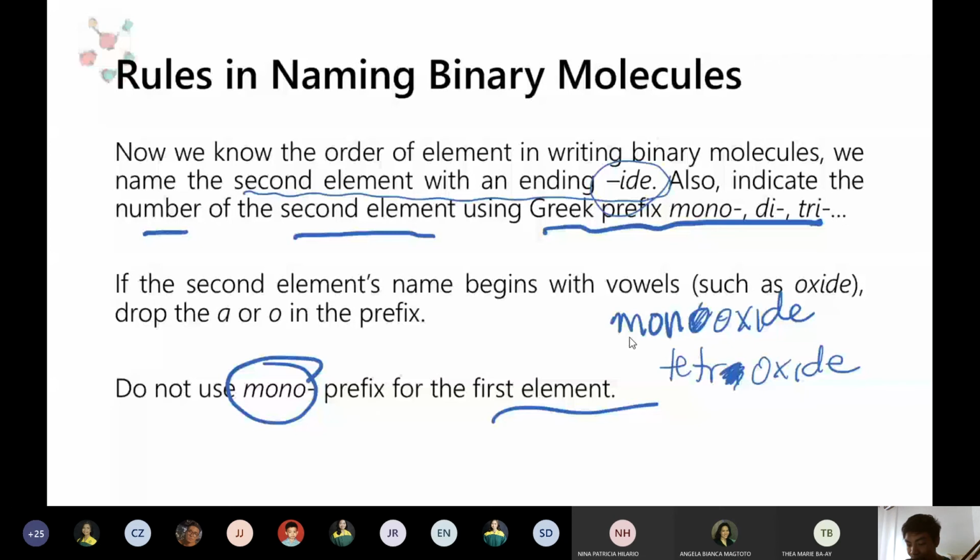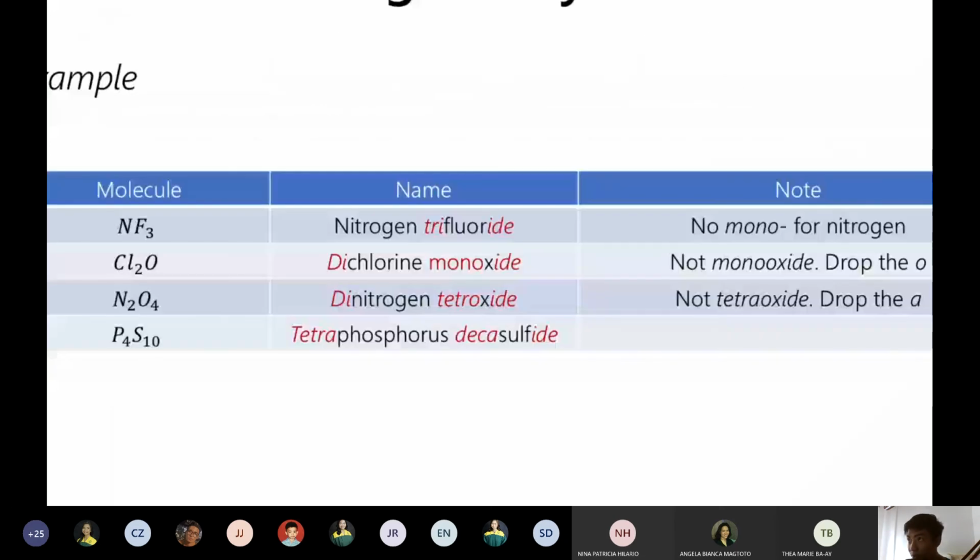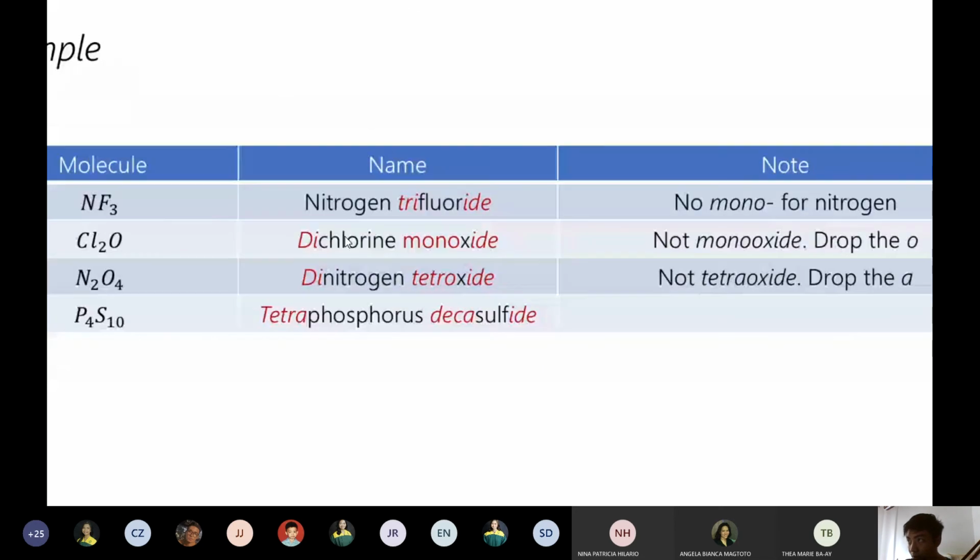So, madali na lang yung rules, no? NF3. As you can see, we have one nitrogen. Hindi pwedeng mono nitrogen, ha? Kasi again, the first element should not bear the prefix mono. So, nitrogen lang yan. Trifluoride. Bakit tatlong fluoride? Tri kasi tatlong fluorine. Ide because this is the second element. Nitrogen trifluoride. Take note, walang mono for the first atom.